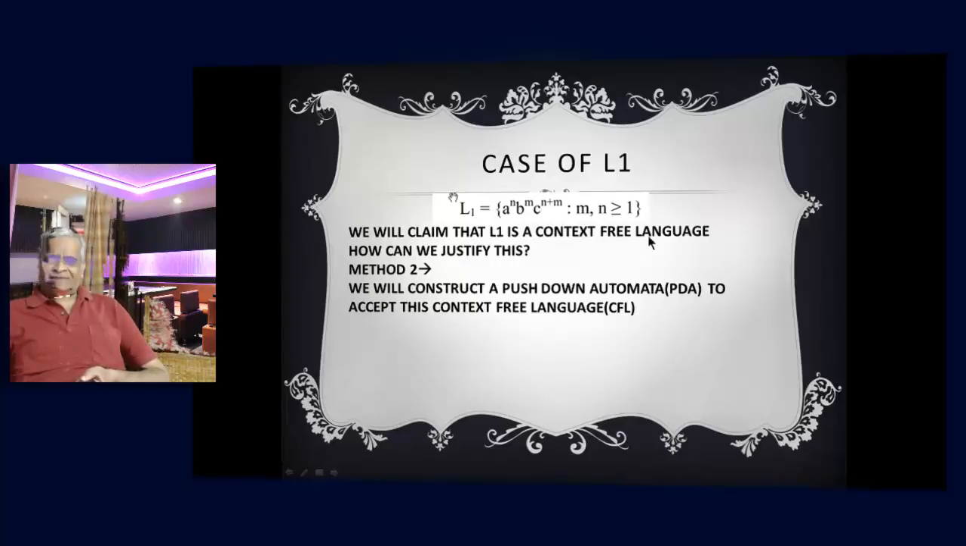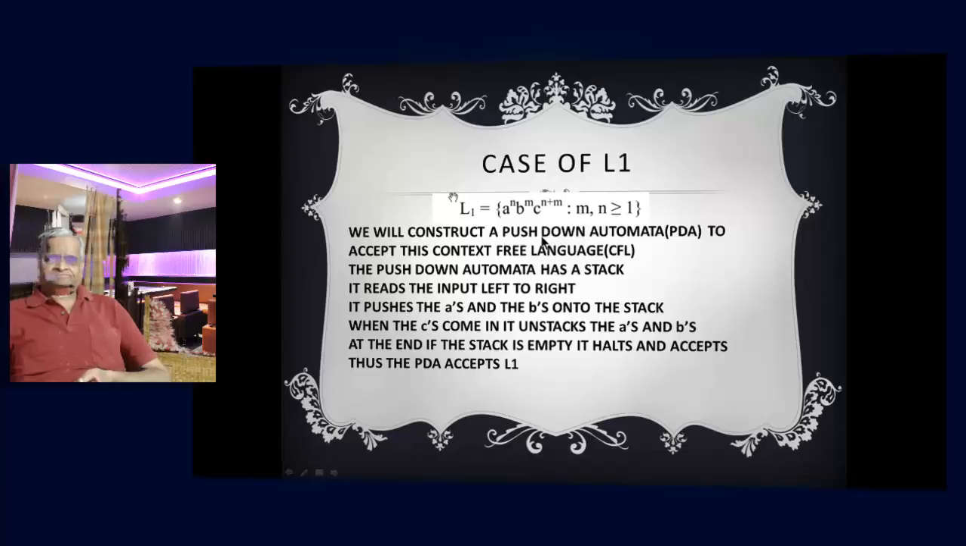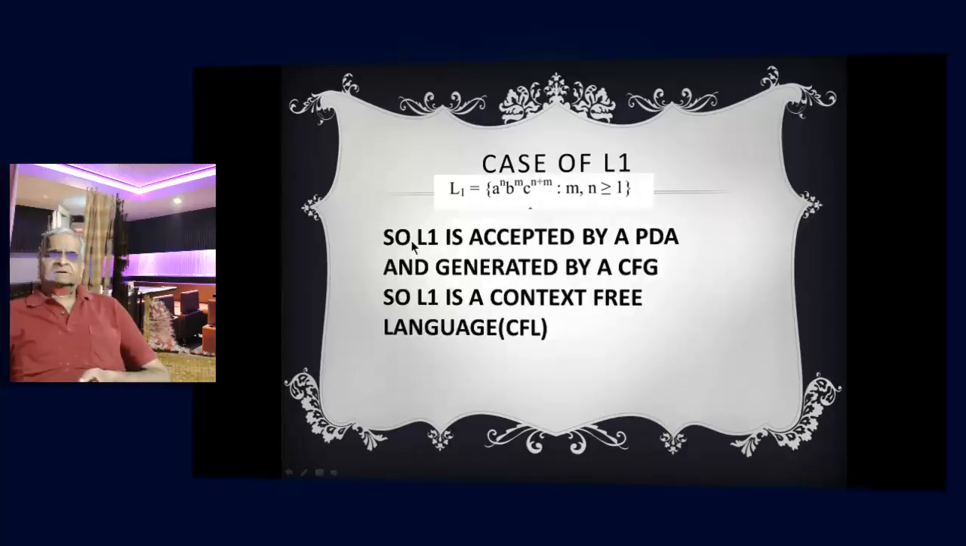Another way we can justify L1 as a context-free language is to construct a push-down automaton, PDA, to accept the language. We construct it as follows. The push-down automaton will have a stack. It reads the input left to right. It pushes the A's onto the stack, then pushes the B's onto the stack, checking that the B's come after A's. Then when C's come, it pops the A's and B's. Once C comes, A and B cannot come. The push-down automaton can easily check that A's come first, B's come next, C's come at the end. If at the end the stack is empty, then A's plus B's equal C's, and the push-down automaton accepts. So L1 is accepted by a push-down automaton and generated by a context-free grammar. So L1 is a context-free language.